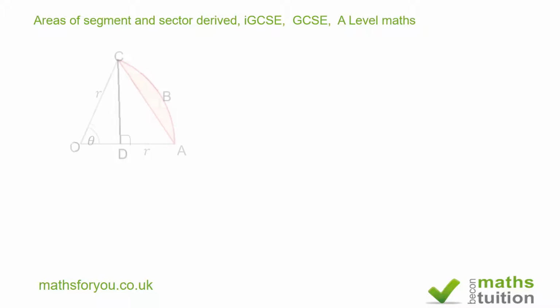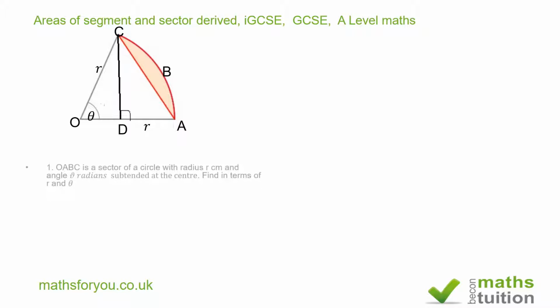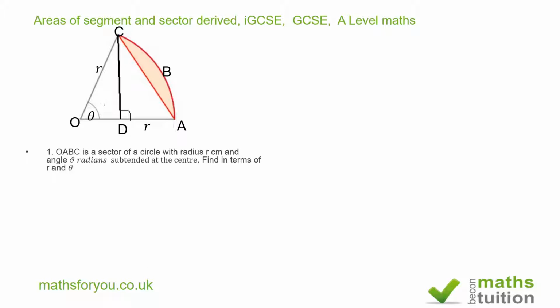Well, hello and welcome to this iGCSE higher tier A-level type question in which we're supposed to derive the formula for the area of a segment and area of a sector, and also the arc length as well. Okay, now we're given this here, and it says OABC is a sector of a circle with radius r centimeters and angle theta radians, subtended at the center. Find in terms of r and theta the area of triangle OAC.